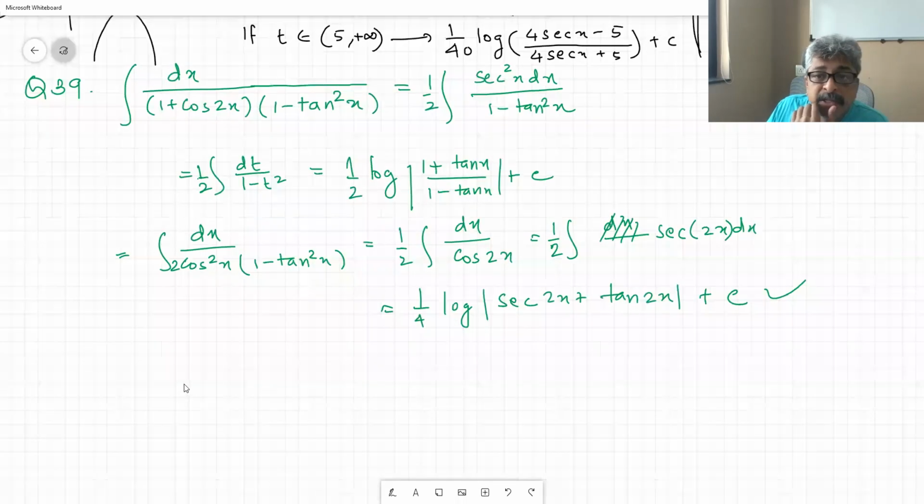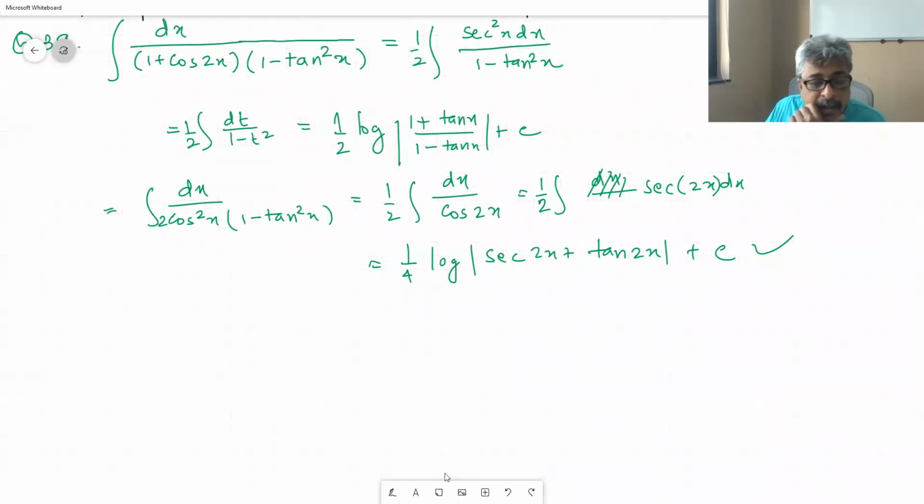I hope everybody is understanding and writing the required details. Question 40. Change the color.